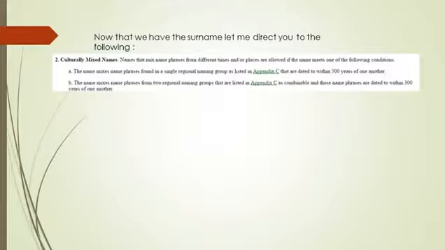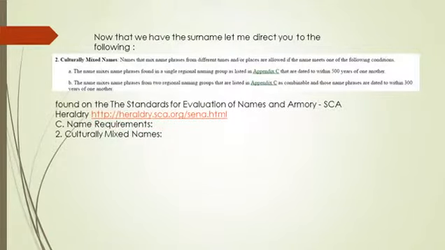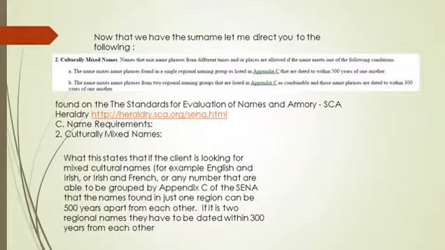You have 500 years to play around with. However, if it's two regional naming groups, it narrows down to 300. Basically it keeps all the, no massive jumps across the timeline from when a given name and a surname could have been an example of. Again, these are all found at the Standards for Evaluation of Names and Armory under Appendix C, number 2, Culturally Mixed Names.